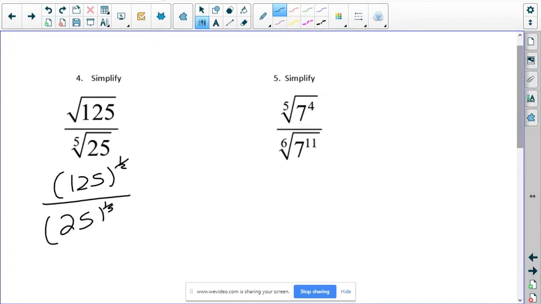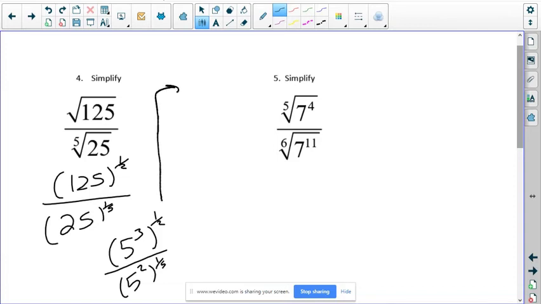125 and 25, you should notice that they both have bases of 5. 125 is 5 to the third. So we have 5 to the third to the 1/2 power, and we have 5 squared to the 1/5 power. Well, since we have a power to a power in the numerator and denominator, you can go ahead and multiply those exponents together. So you have 5 to the 3/2 over 5 to the 2/5.